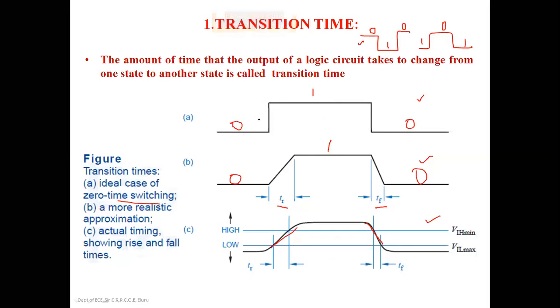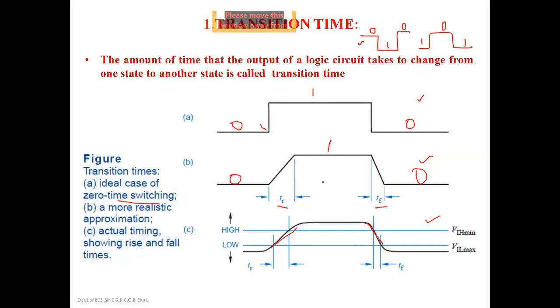Figure A is the ideal one, where the switching time is 0, so the output changes instantaneously from 0 to 1 and 1 to 0. But in figure B, the rate of change of output is not as accurate as figure A, because it takes a certain time to change from 0 to 1.